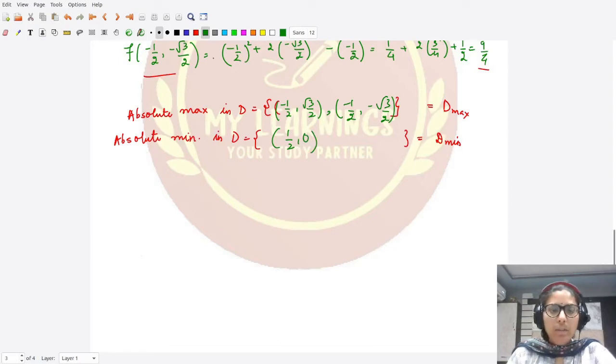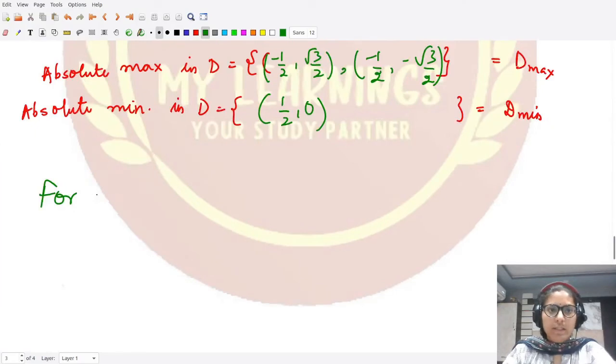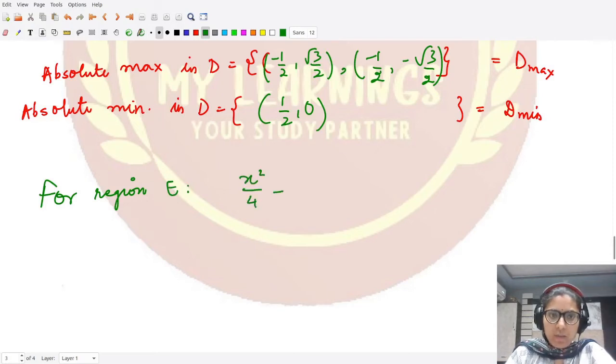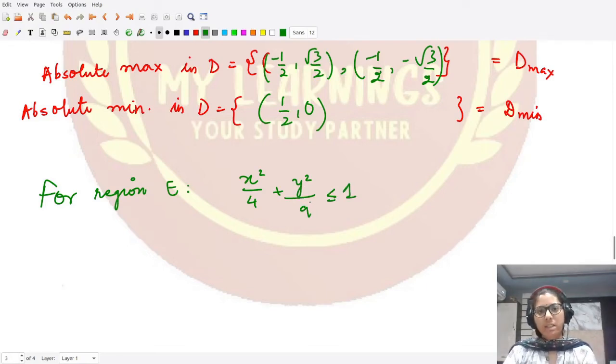Now coming to another region, so let's compute that also. For region E, what is that region? It is given to be x square by 4 plus y square by 9 less than or equal to 1. So what is this? This is the given ellipse region, right?